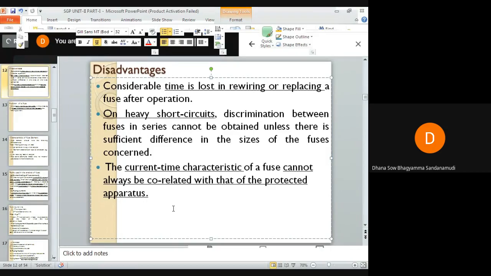Even if a fuse is there, if the short circuit current is very heavy, then it won't be able to restrict that fault from entering the circuit to which it has been connected. The current-time characteristics of the fuse cannot always be correlated with that of the protective apparatus. These are all the disadvantages.